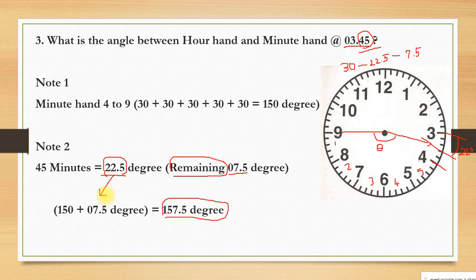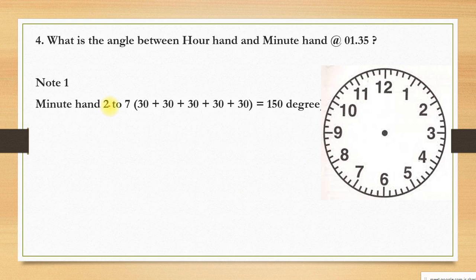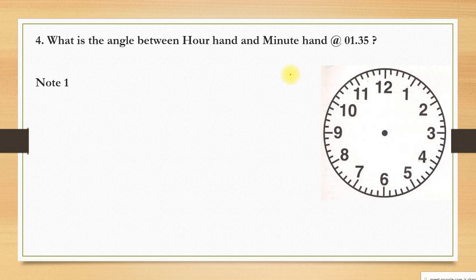Now let us move on to our next problem. So this is our next problem here. What is the angle between, I hope it is 135. As I told you earlier, the minute hand will be exactly in its place. The hour hand will be somewhat moving from its particular place. So if it is 1 hour, it will be away from 1 and it will be between 1 and 2.